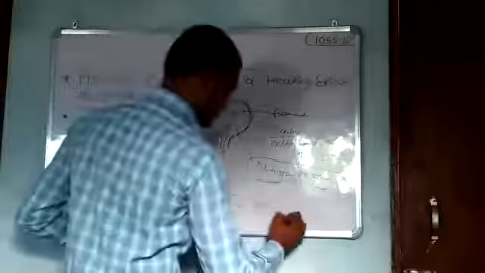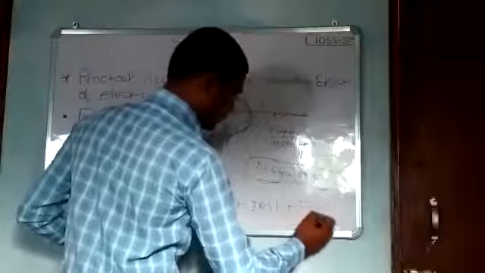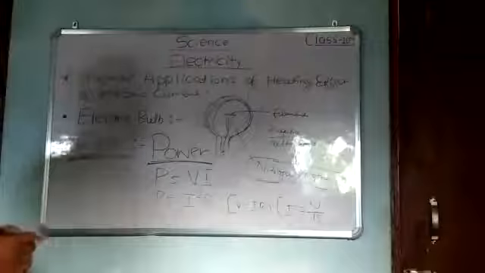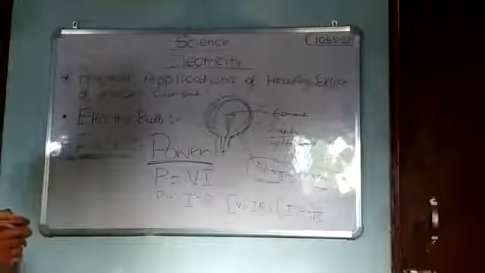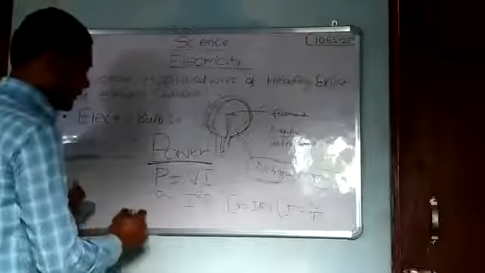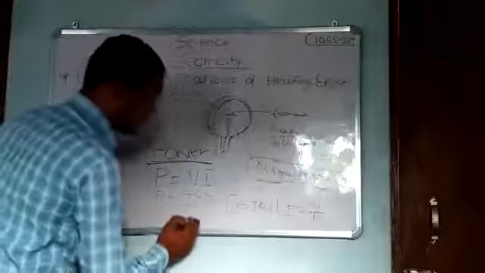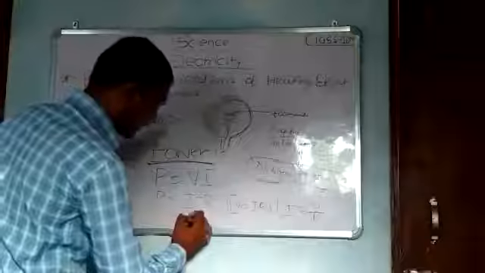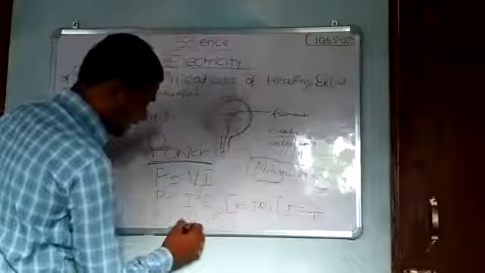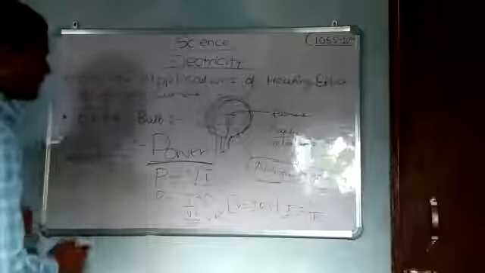Okay. Now if we use I is equal to V upon R, then I square becomes V square upon R square, into R. Then R cancels by R. Then we have the first type of relation.